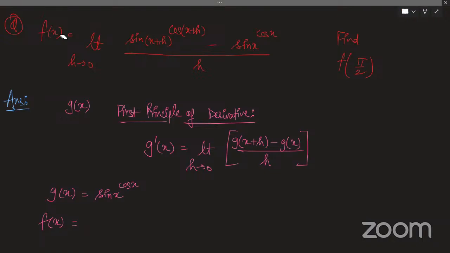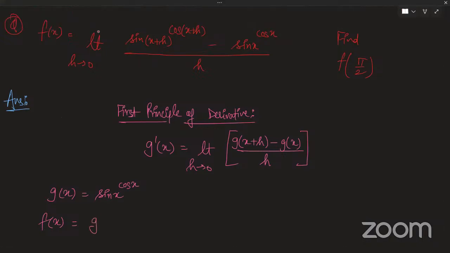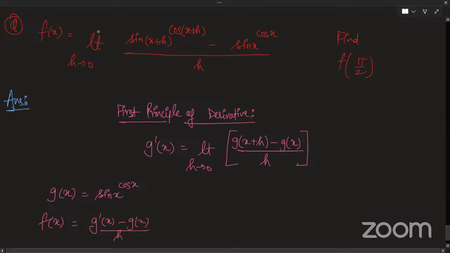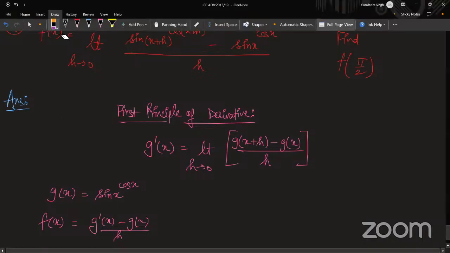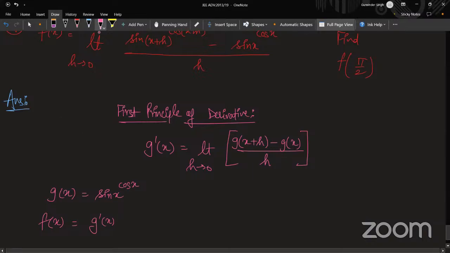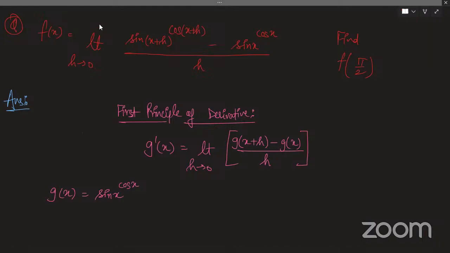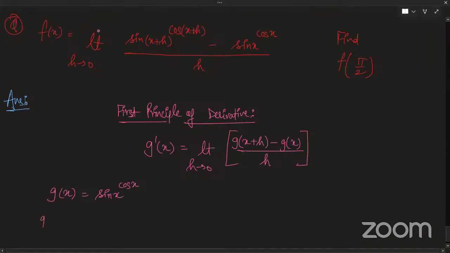G dash x minus g of x by h. Are you sure it is? So you told g dash x minus g of x by h. Is this what you're telling? Think again. You are close, but not correct. Can you tell me, if your g of x is sin x raised to cos x, what is your g of x plus h?